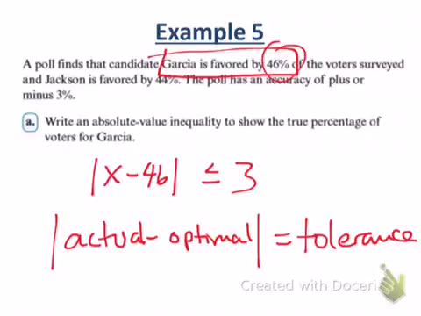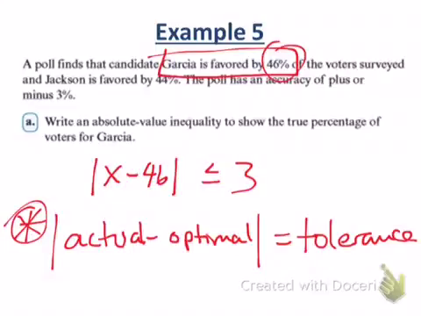This goes back to this, guys. This is an important concept for tolerances. You'll see this a lot in physics. You'll see a lot in chemistry. Actual minus optimal, the distance between those two things, is equal to the tolerance. The tolerance of this particular survey is plus or minus 3, so the distance is within 3 of it. Problems like this are always going to be less than or equal to.